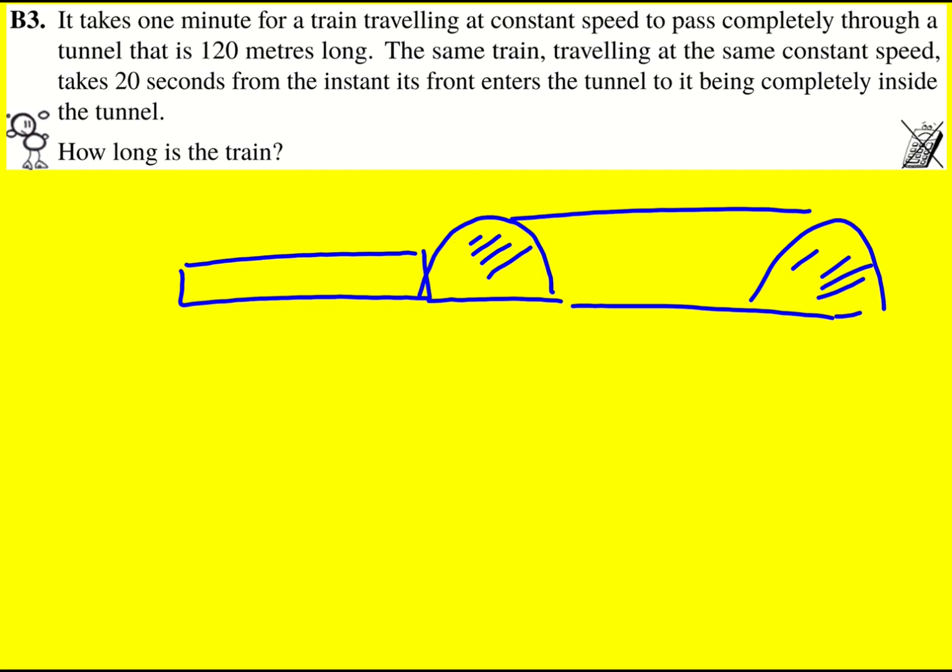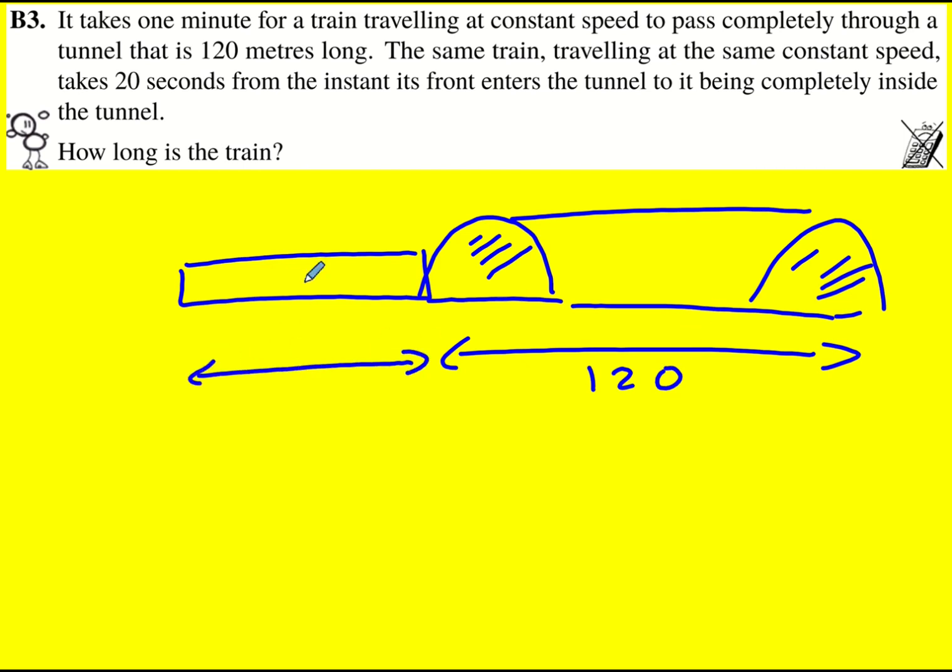It says it takes 1 minute for the train traveling at constant speed to pass completely through a tunnel that's 120 meters long. So this is 120. And the length of the train, that's what we want to find. I'm going to call that one L. Now, it also says the same train traveling at the same constant speed takes 20 seconds from the instant its front end enters the tunnel to it being completely inside the tunnel.